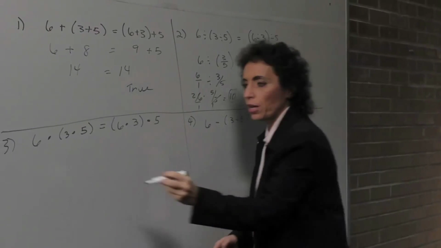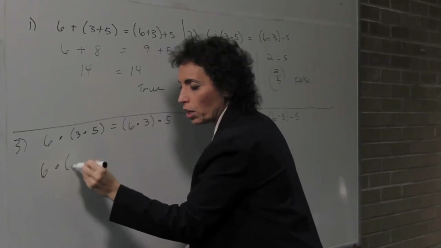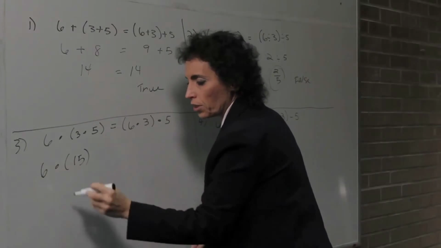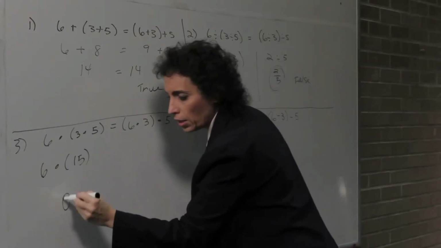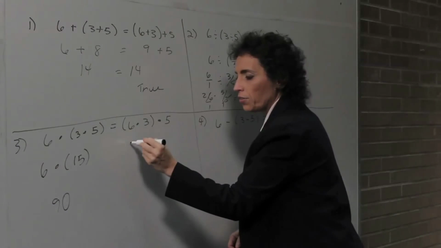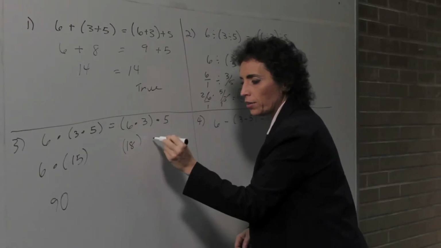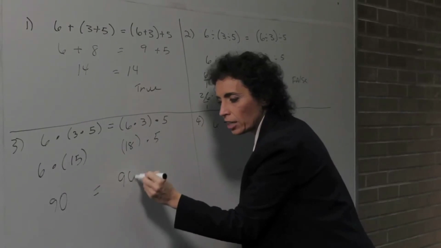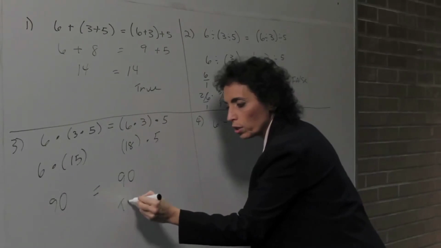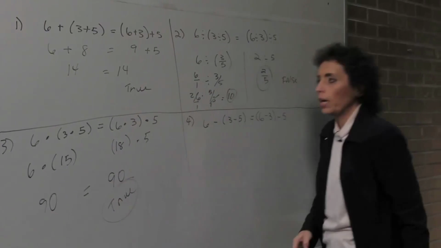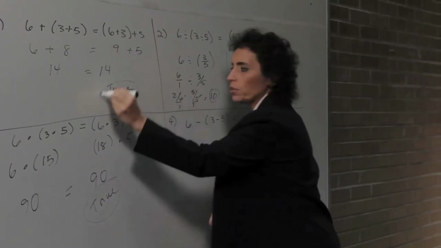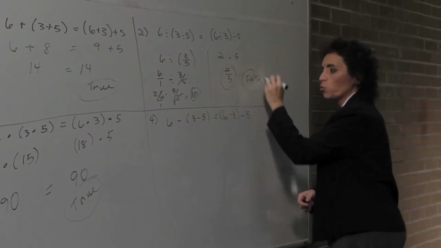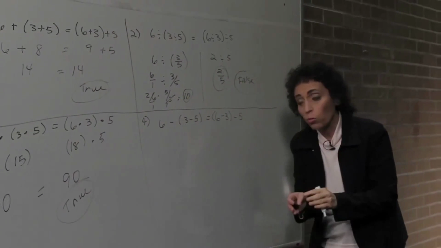Multiplication, same thing. Order of operations, 6 times 15. And 6 times 15 is 90. And this is 18. 18 times 5. And 18 times 5 is 90. So this is true. Okay? So we got this one is true. This one is true, but this one is false. What about subtraction? You know where we're headed, right?